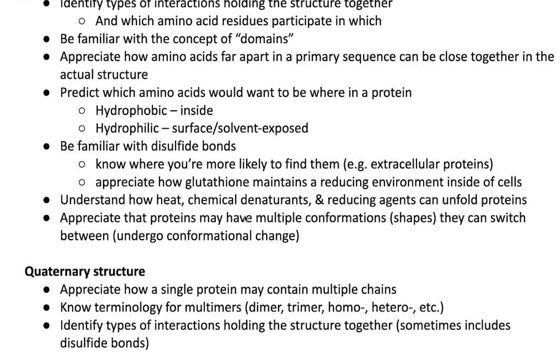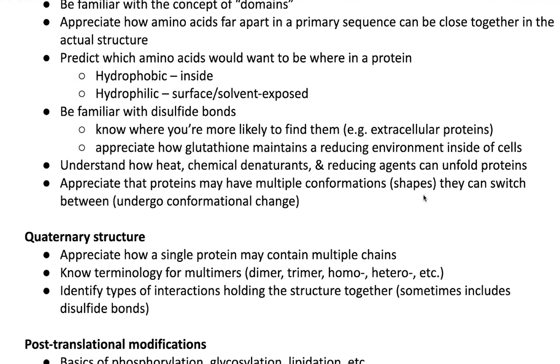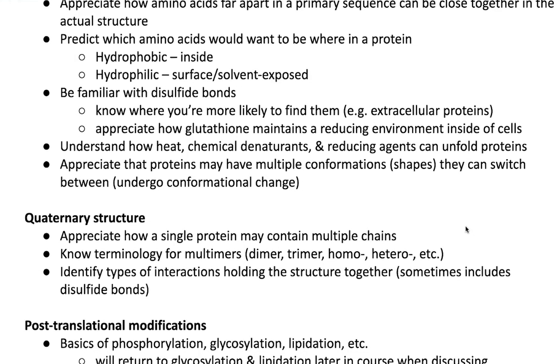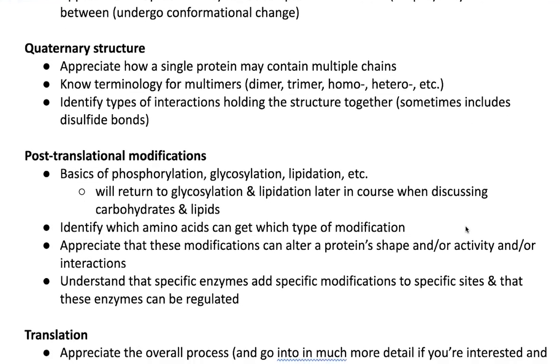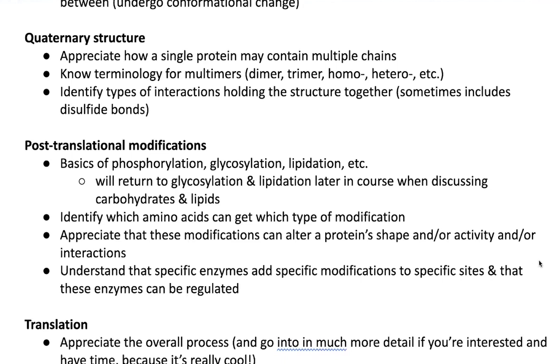Okay, understand how heat, chemical denaturants, and reducing agents can unfold the proteins. And also appreciate that proteins can have multiple conformations or shapes that they can switch between. So we can call these like conformational changes when they go between those different forms. Sometimes this can happen if they get post-translationally modified with like a phosphorylation, or if they bind to some other molecule.